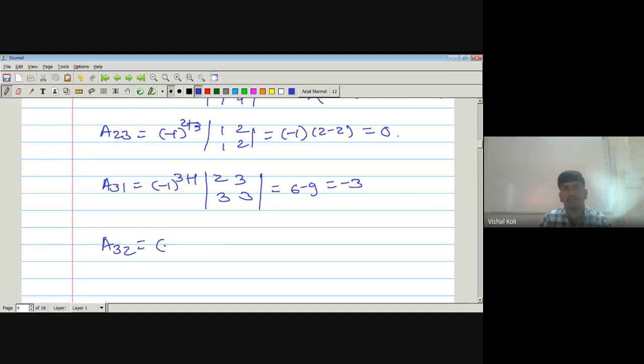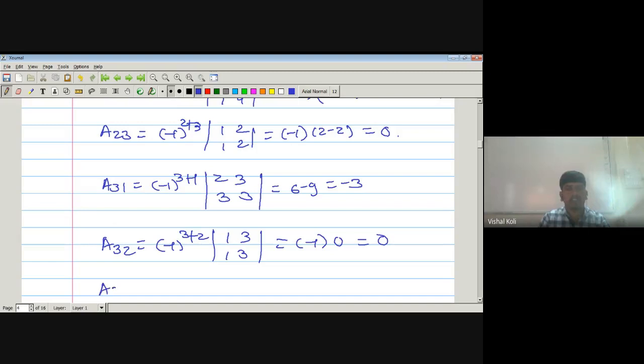A32 is equal to (-1) to the power 3+2 into |1 3; 1 3|, which is (-1) to the power 5 into (3 minus 3), which is 0.